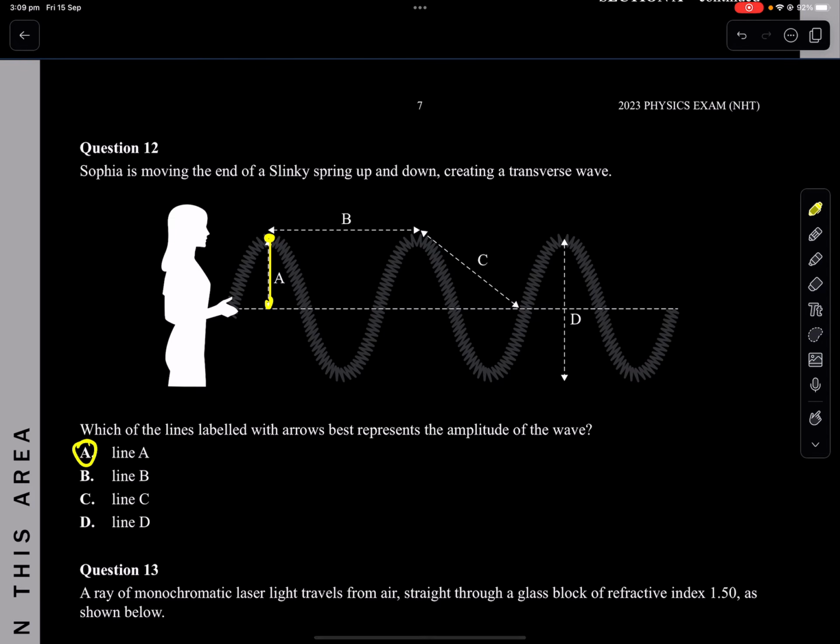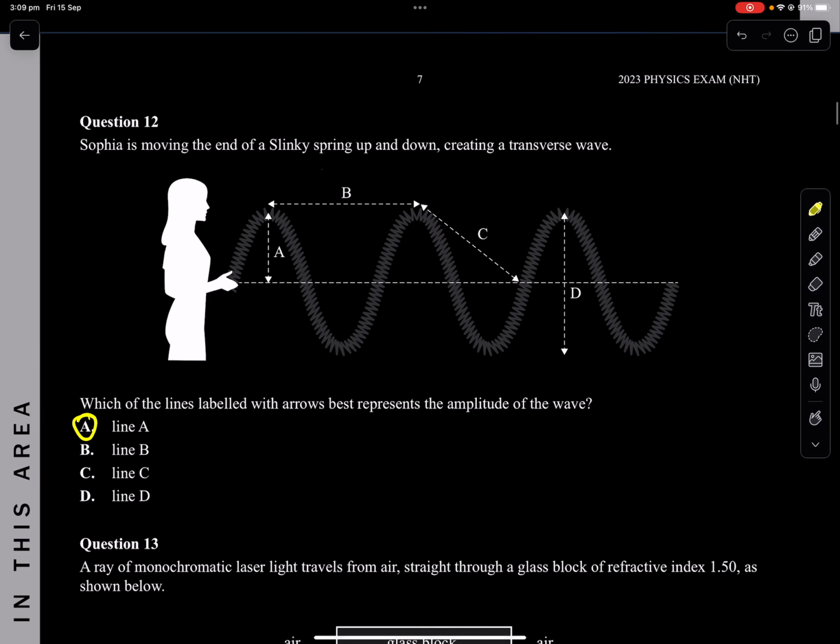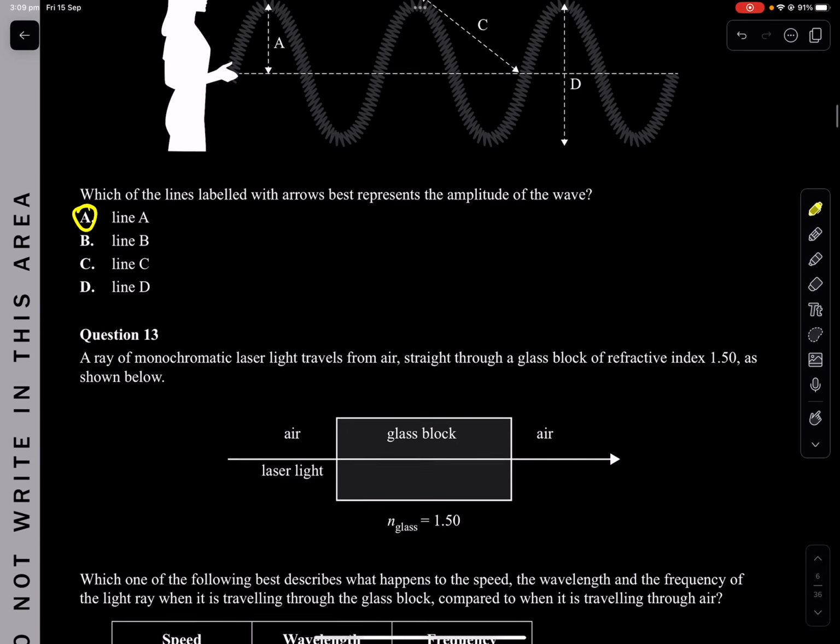So you choose A. B, if you're wondering, because it's next to peak, it's your period. This over here is your period. And yeah, perfect. So B is your period, A is actually your amplitude. And yeah, that's that. Perfect.